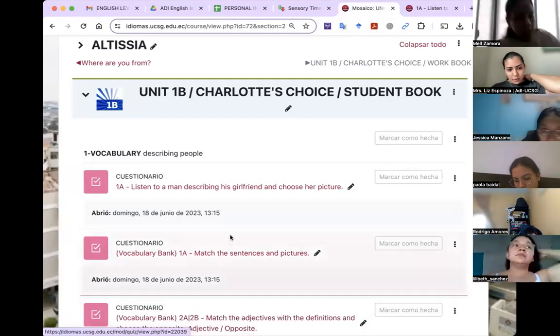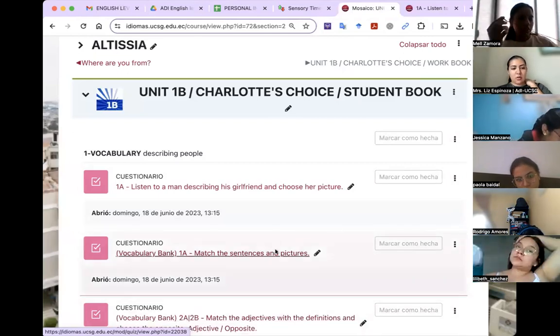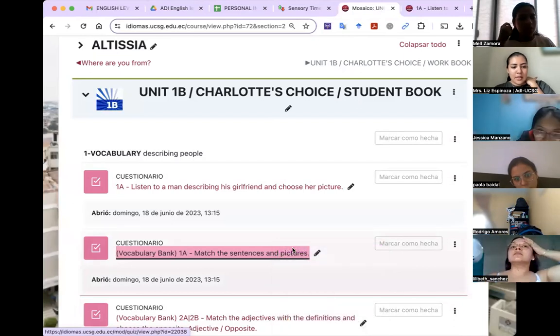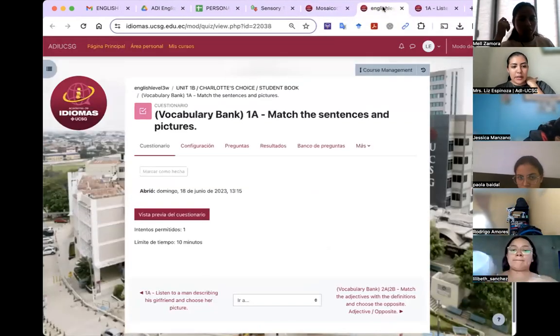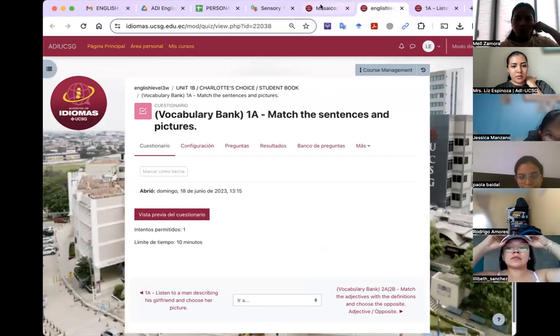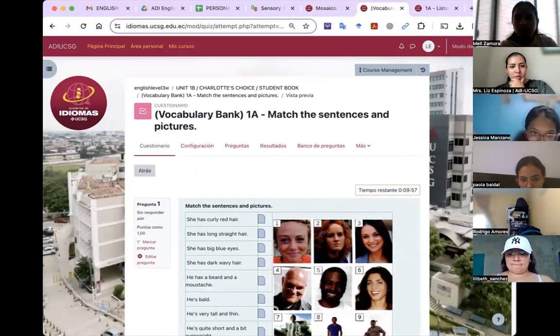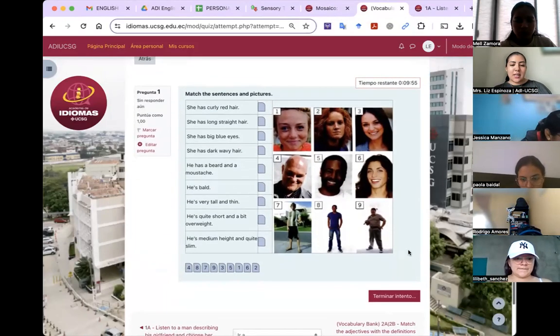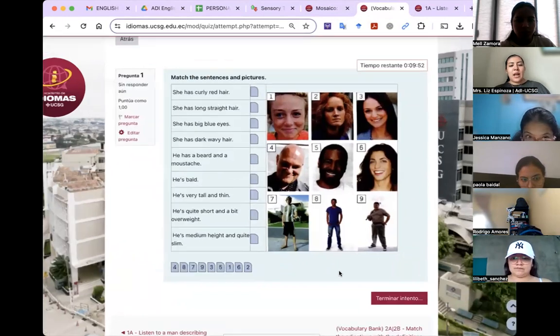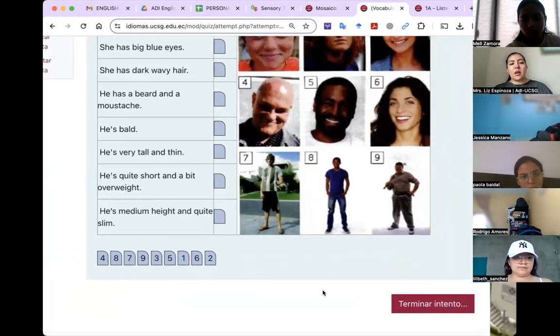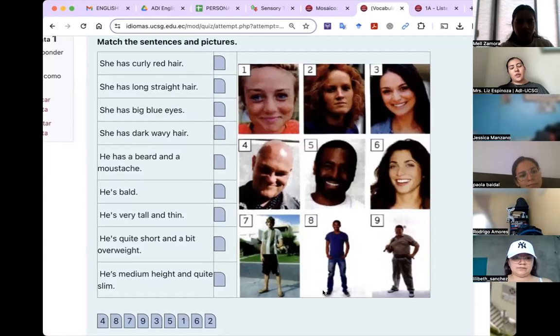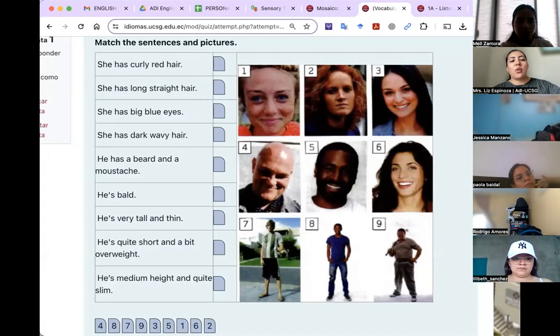Okay. While you fix that, let's go to the next one. It is vocabulary 1A. And then it says that you have to match the sentences with the pictures, but I'm going to ask you to do something. This is not an activity that we do together first. No, you're going to try to find your own answers and then we share together, okay?